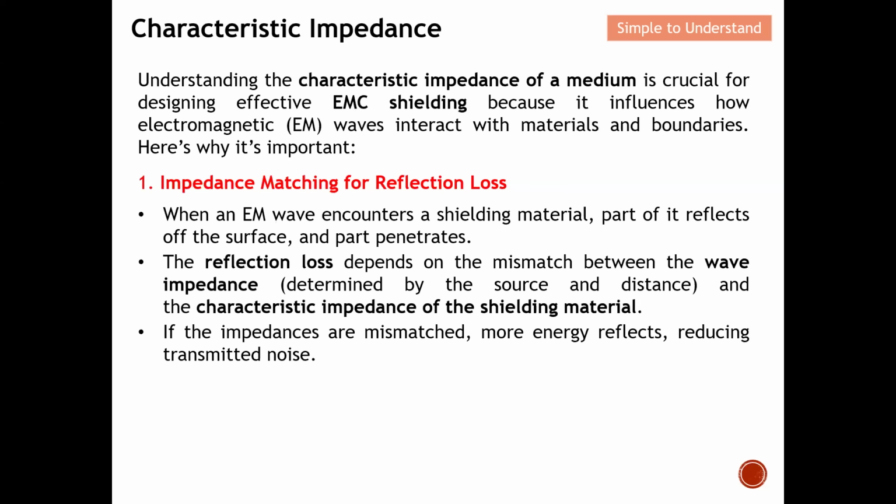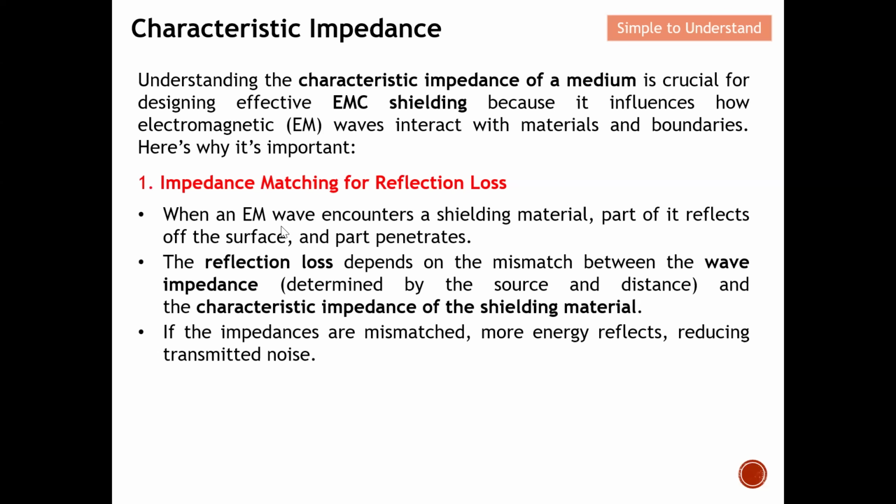Okay, so let's take a look. For example, under this EMC shield, before I start, I just want to highlight this. For an EMC shield, there are actually three components. The first one is absorption, reflection, and multiple reflection. The first one is the impedance matching for reflection loss. Therefore we need to have a mismatch in order to have a reflection loss. So this is what we want to achieve.